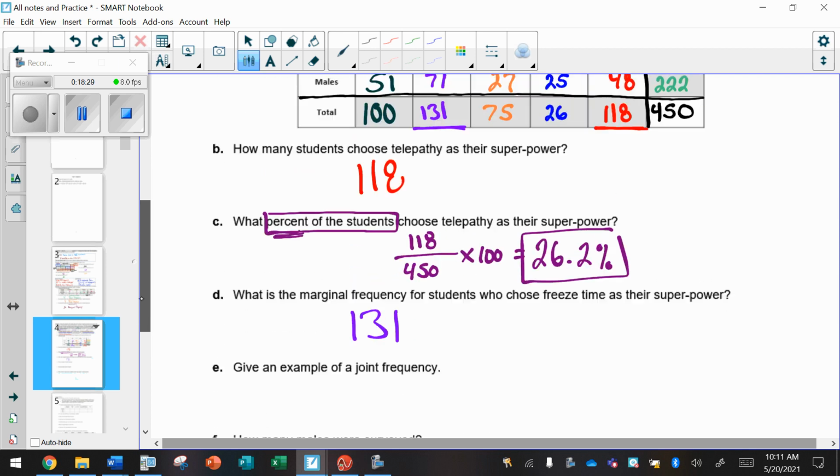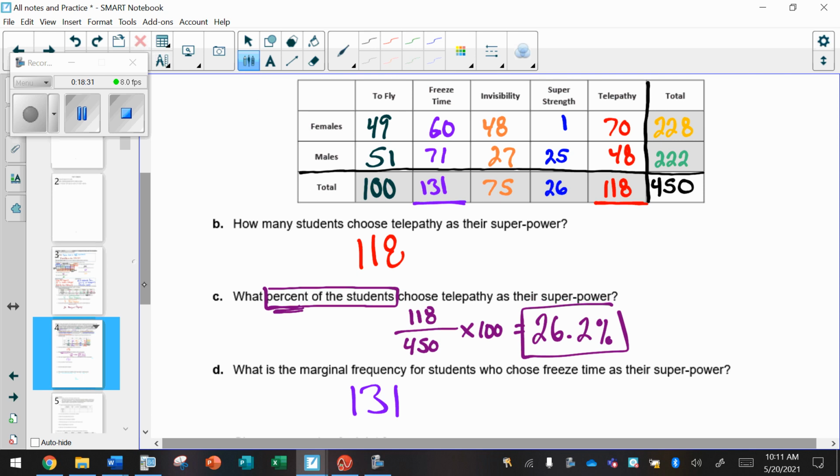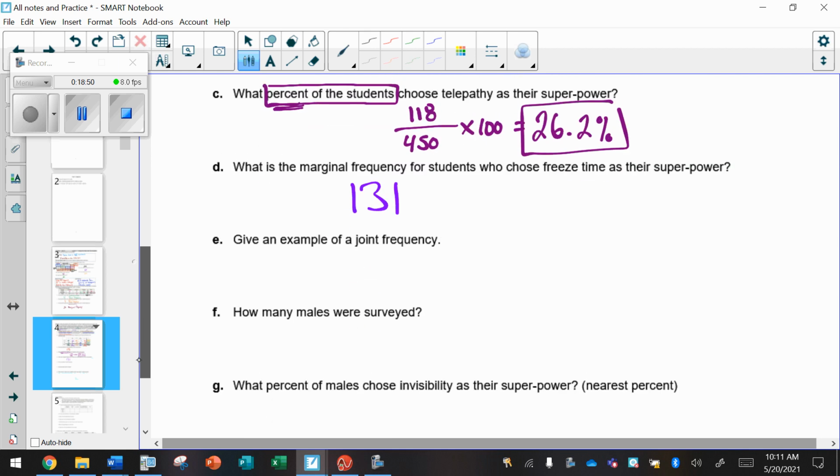Give an example of a joint frequency. A joint frequency is when you join two categories together. So those who identify as female and want to fly would be 49. That is a joint frequency. Those who identify as male and choose super strength as their favorite power, that would be a joint frequency. So you can pick any one you want and write it in.